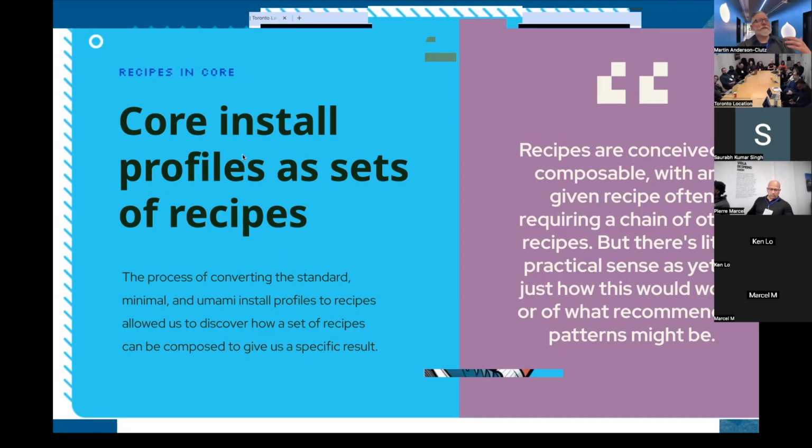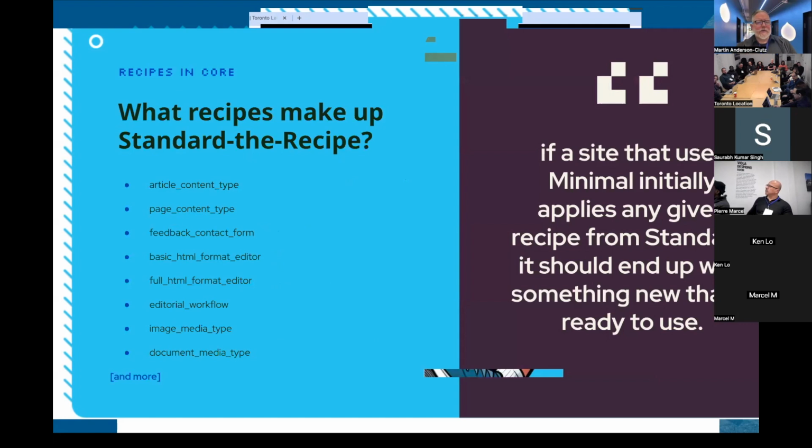And today, if you do the standard install of Drupal in Drupal 11, it's actually applying a recipe as opposed to using an install profile as well. So if you use the standard recipe, it's comprised of a lot of the more granular recipes itself. So things like article content type, page content type, editorial workflow. Those are all recipes that if you were creating your own alternative site starter recipe, you could use those instead of having to recreate those yourself.